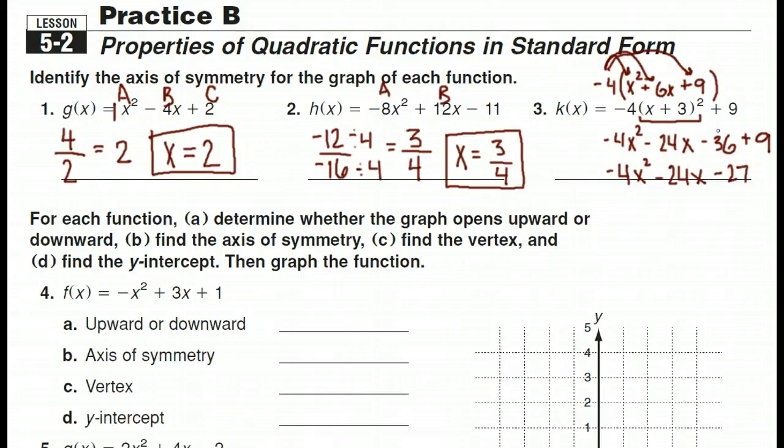We don't really need that constant, but I wanted to put it in standard form. So now there it is, standard form. There's your function, k of x equals all this. So the axis of symmetry is going to be the opposite of b, which if b is negative 24, the opposite of that is positive 24, all over 2a, and 2 times a is going to be 2 times negative 4, which is negative 8. So your axis of symmetry here is negative 3.